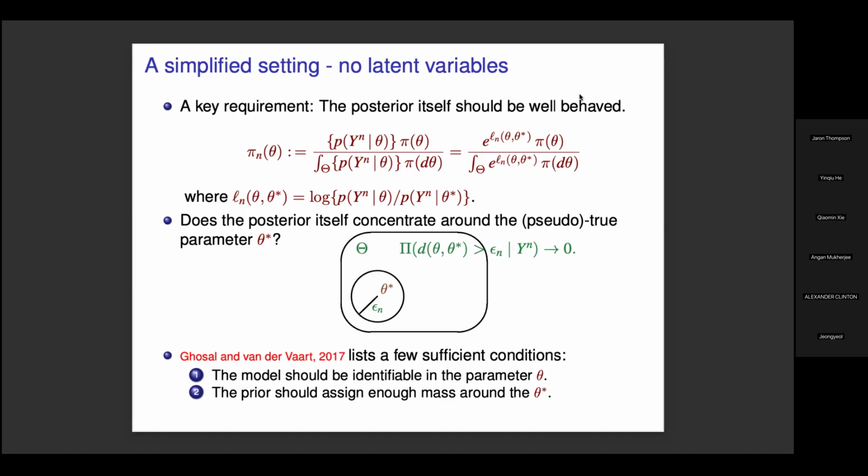Fortunately, this problem is well studied in the literature. There is a very nice book that lists sufficient conditions for the posterior to concentrate well around theta star. On a high level, the assumptions are the following. The model should be identifiable in the parameter theta, and the prior should assign enough mass around the true parameter theta star.